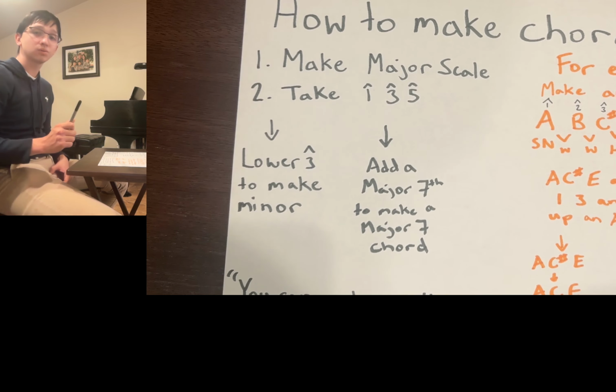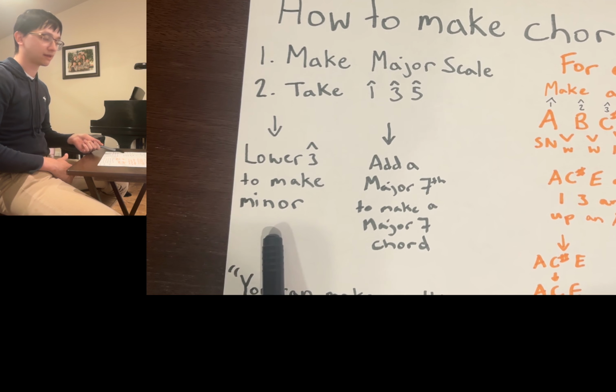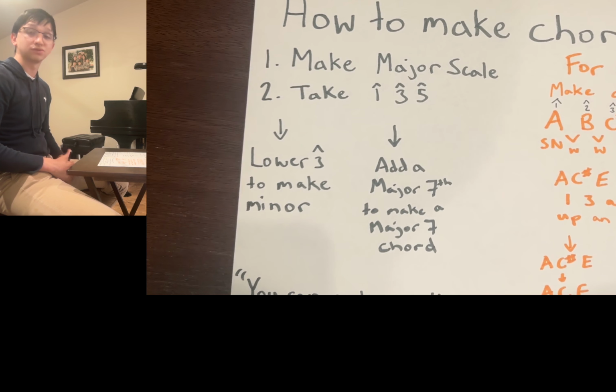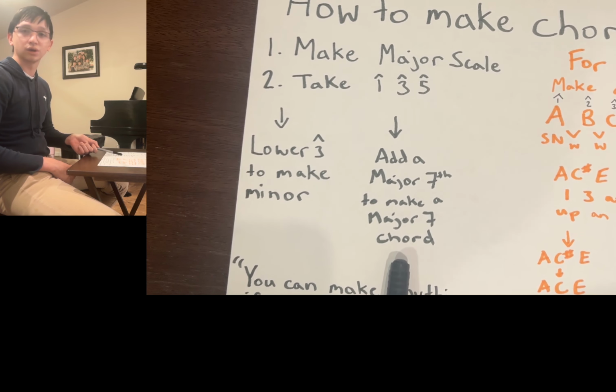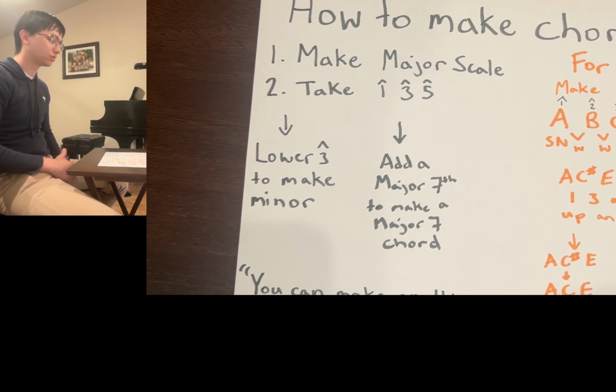And then from there, you can make a variety of different things. Two examples of chords that we're going to look at today are how to make a minor chord, which all you have to do is lower that third in order to make it minor. You lower that third by a half step, and we'll see that here in a second. And then the other one that we're going to look at is a major 7th chord. And so you just add a major 7th in order to make a major 7 chord.